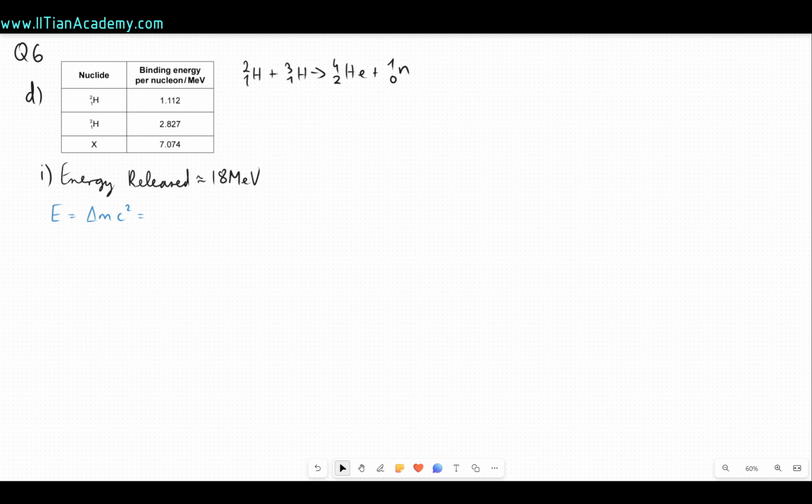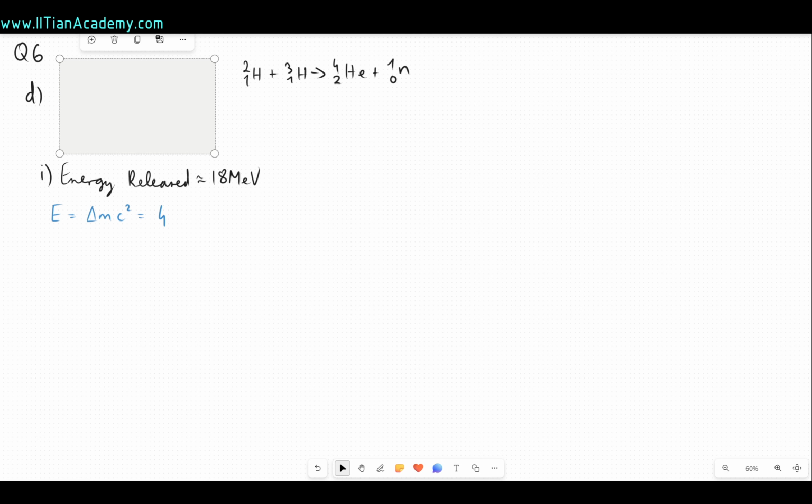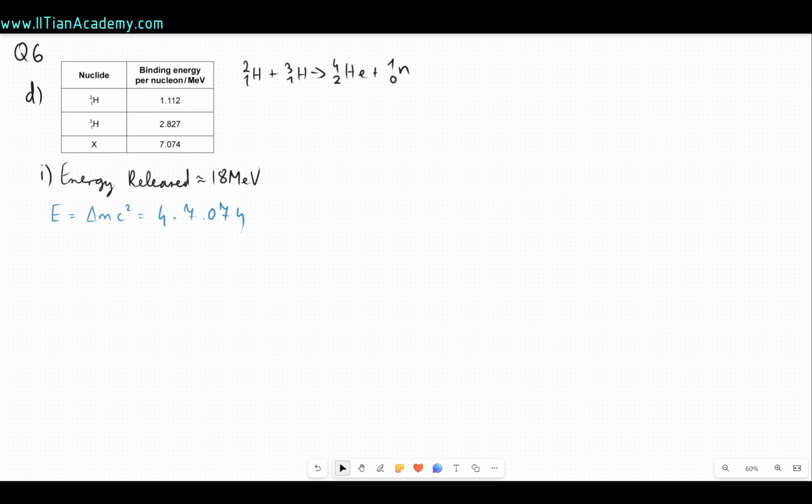So we know that on the right side we have the helium nucleus, which is the X particle. It has 4 nucleons, so it will be 4 times 7.074. And from this, we will need to subtract what is on the reactant side. So we have 2 times 1.112 plus 3 times 2.872, which will give us an energy of 17.6 megaelectron-volts.